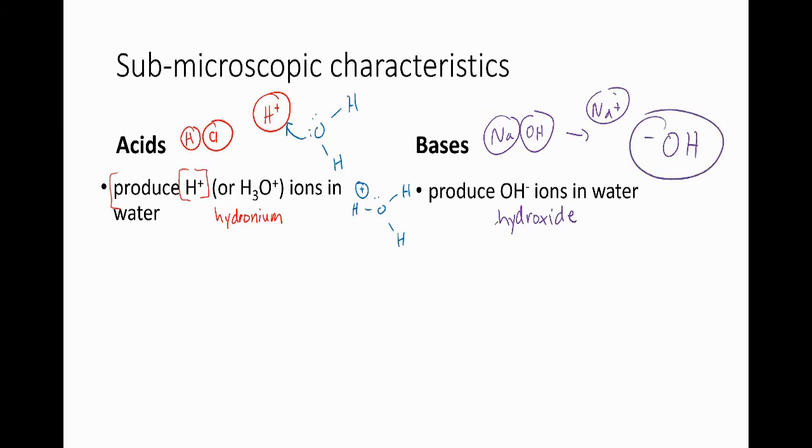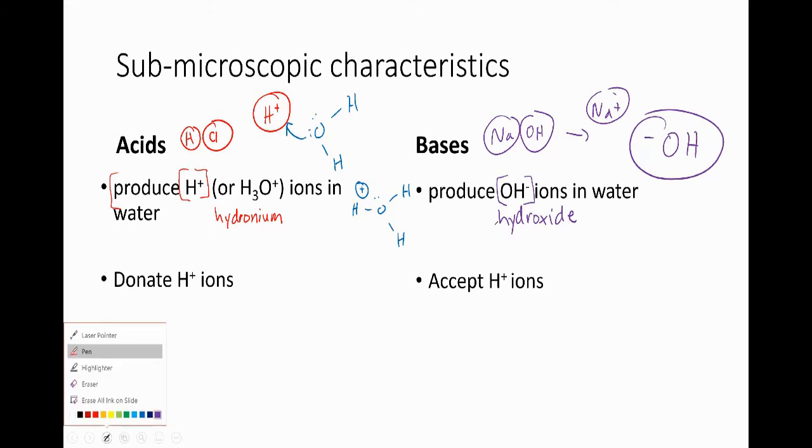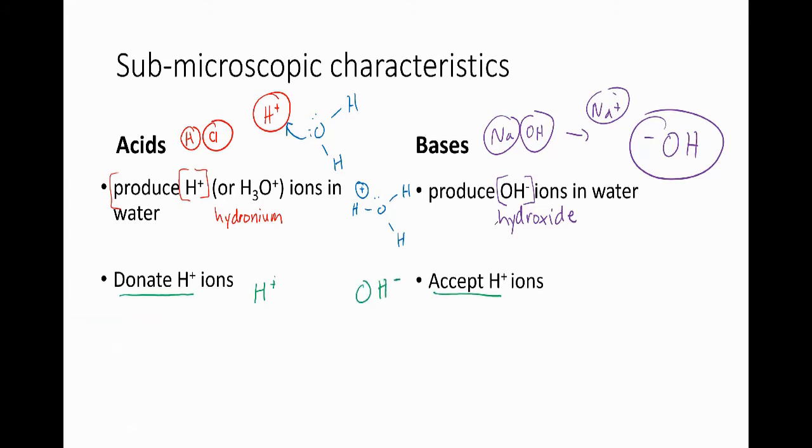And so that's a key characteristic of bases, is that when dissolved in water, they produce OH hydroxide ions. Now what's neat is that acids, when they interact with bases, tend to donate their H plus ions, while bases tend to accept the H plus hydrogen ions from acids. And so if an acid is bringing the hydrogen ion to the table and the base is bringing the hydroxide ion, the acid will donate its hydrogen ion to the base, which will accept it.